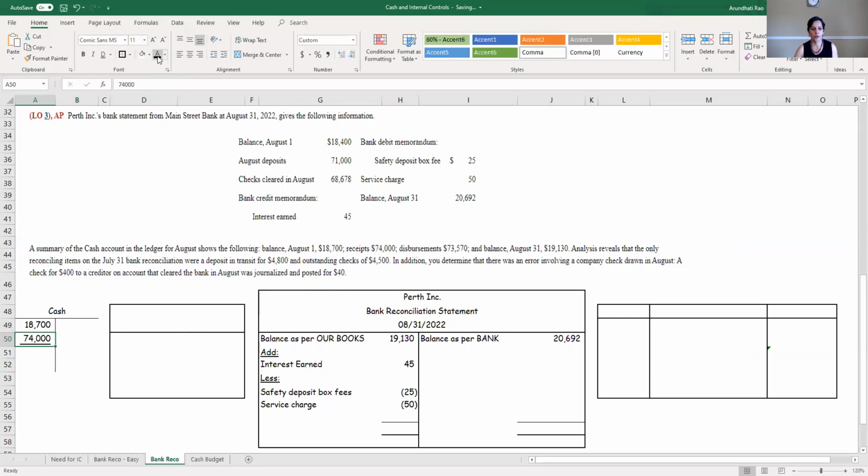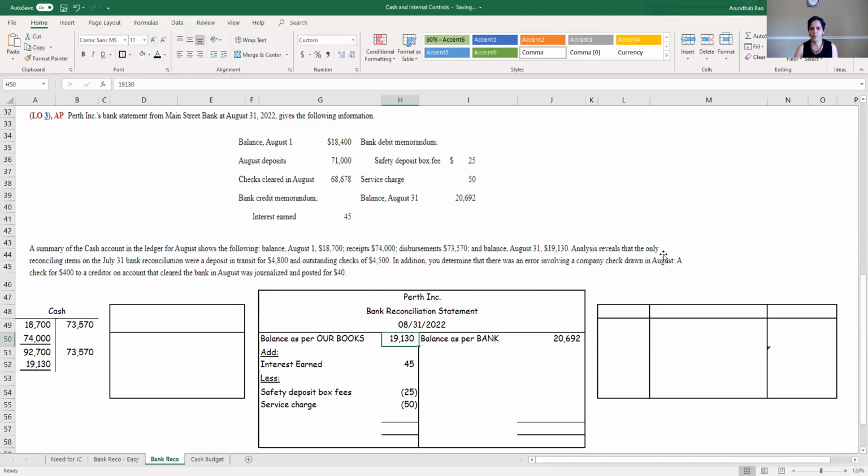I collected a total of 74,000. Those are my cash receipts. I have disbursements. I made payments of 73,570. So when I put this information in, I'm coming up with a balance of 19,130, which is the number they have given me. Okay. Now this is for my books. I could have mistakes, and this is my opportunity to check if there are any mistakes.